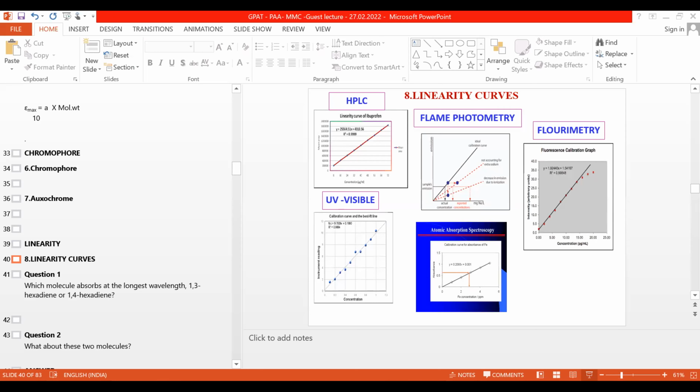Okay. And now the questions, students. If you are able to give the answers, I'll be happy to see them in your chat. So can you just tell me which absorbs at the longest wavelength? For this you have to recall the effect of conjugation, which is a qualitative application.